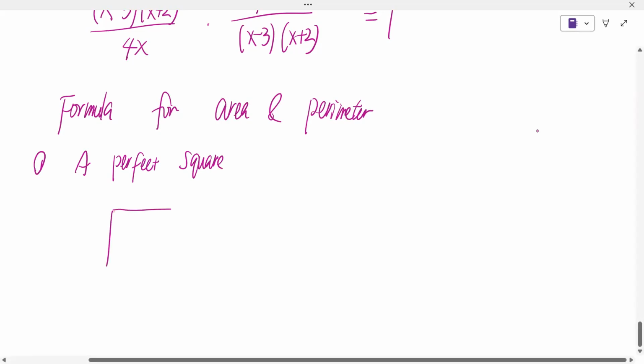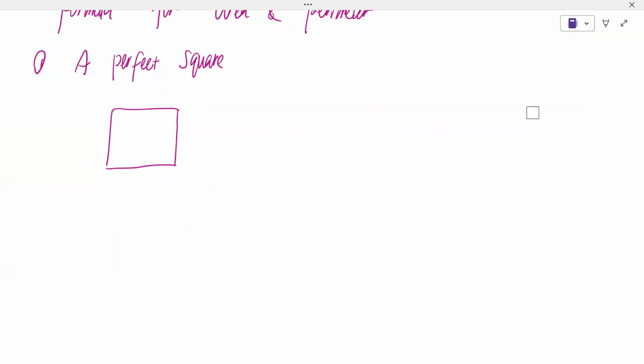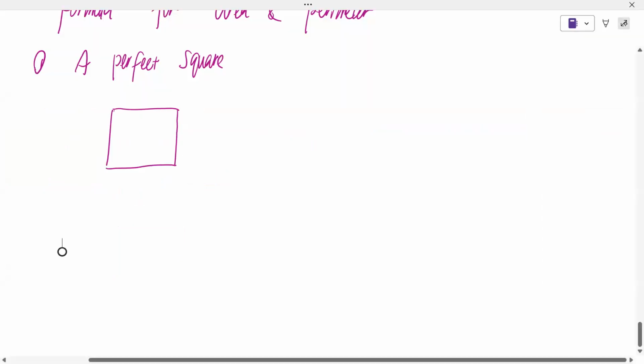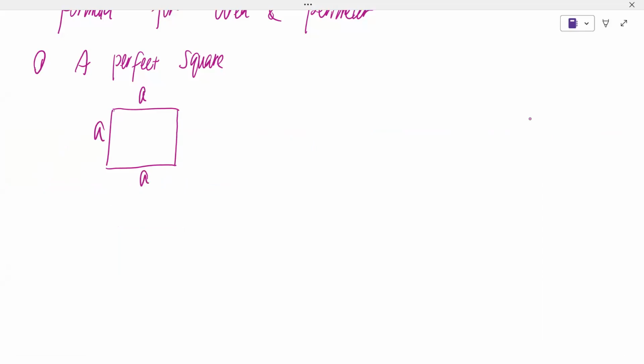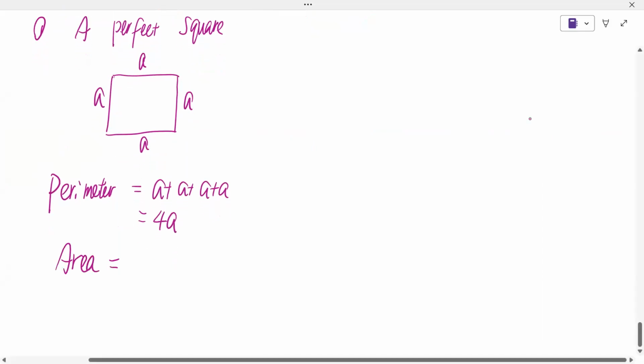Let's say we have this perfect square, indicating all 4 sides are the same. Assuming each side is a, this is a, this is a, this is a, this is a. And the perimeter, meaning we measure the surrounding 4 sides, you're adding a 4 times. So we get a plus a plus a plus a, which turns out to be 4a. And the area is side by side, a times a, so it's a squared.